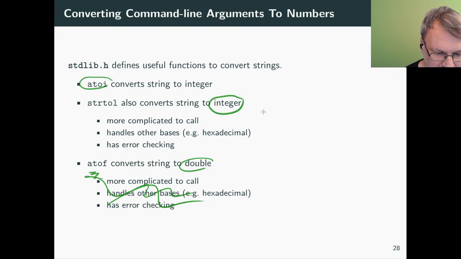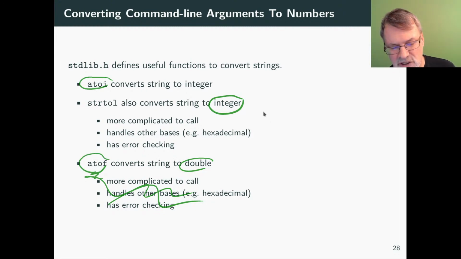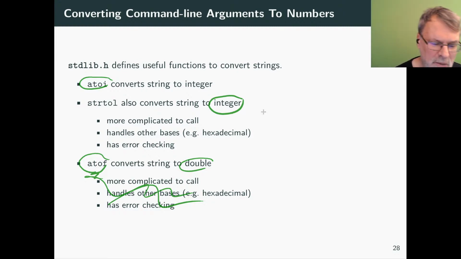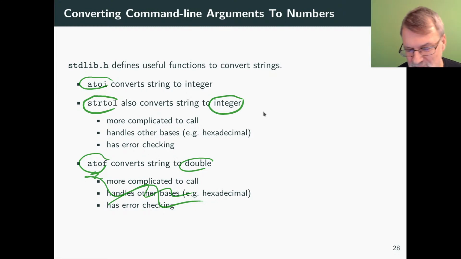So there are library functions. There's 2, atoi and atof, which convert strings to integers and doubles. And there's more powerful functions called strtol and strtod, which do the same job, but they have more features. A bit more complicated as a result. They do error checking, and in the case of strtol, they handle other bases. Let me show you examples of those. That's perhaps nicest.